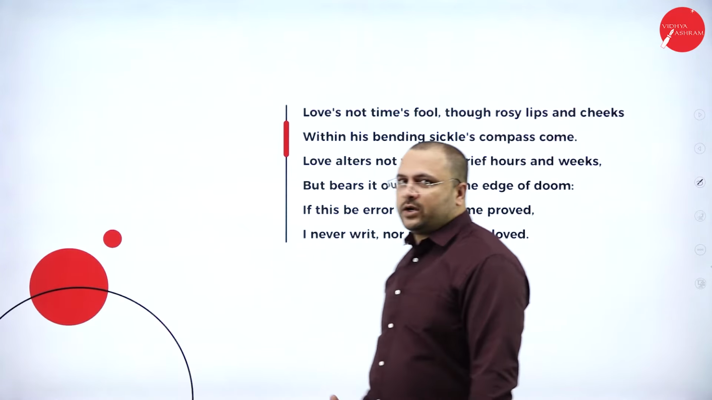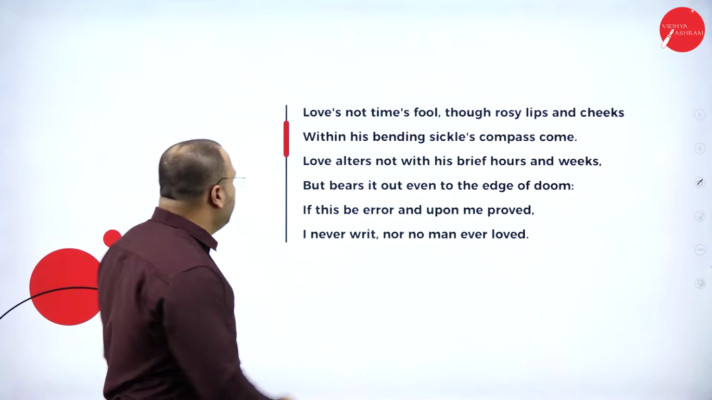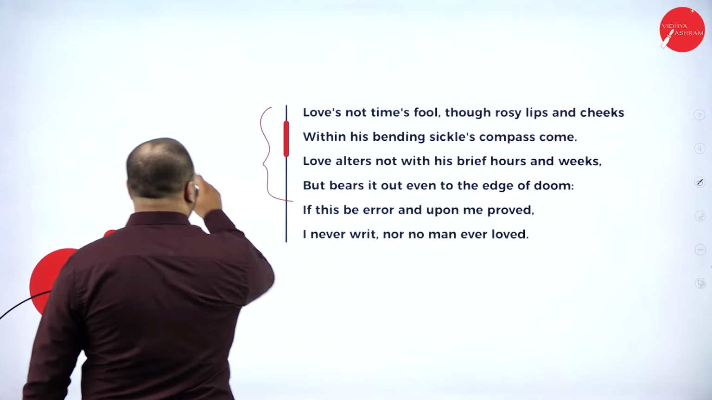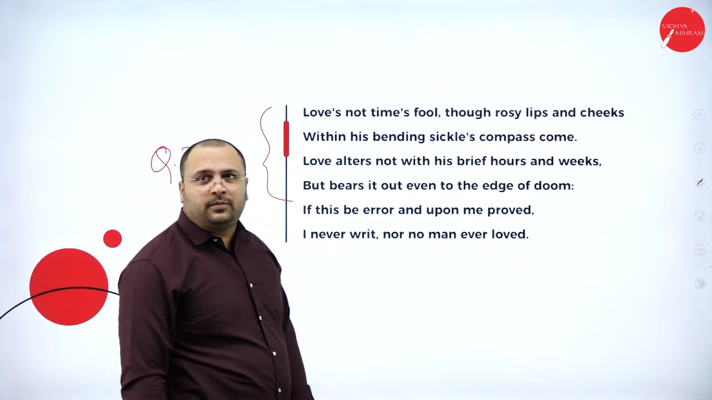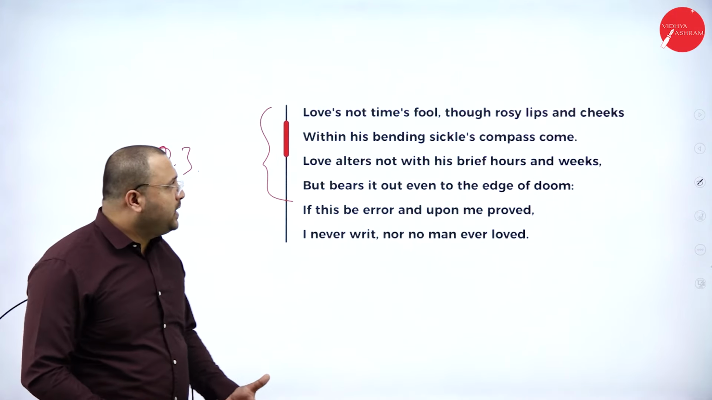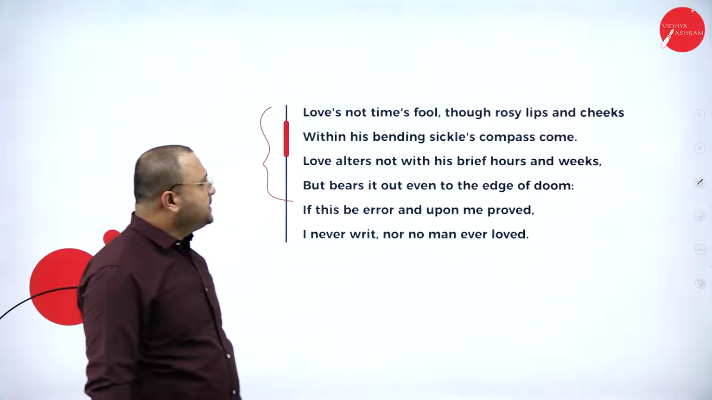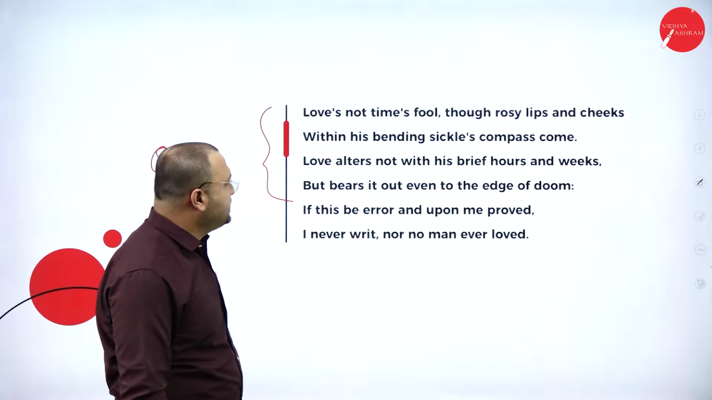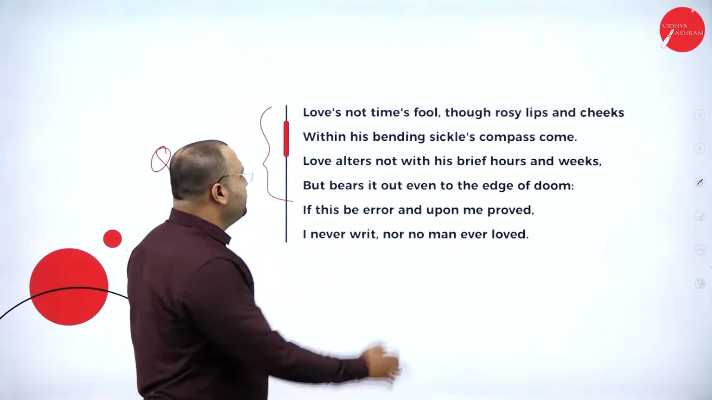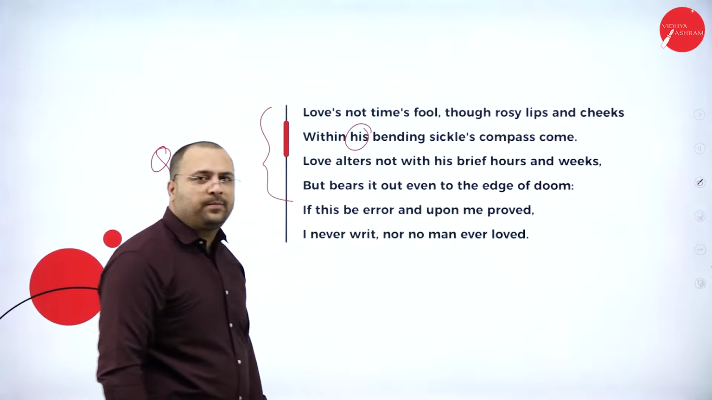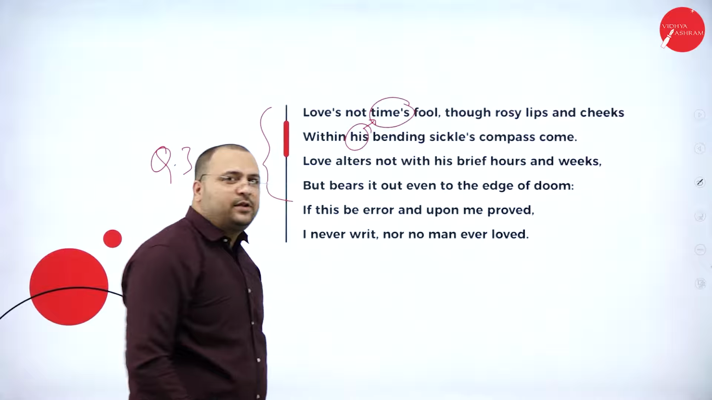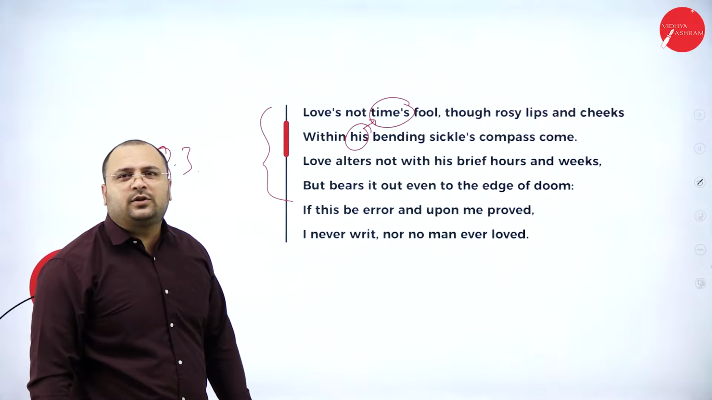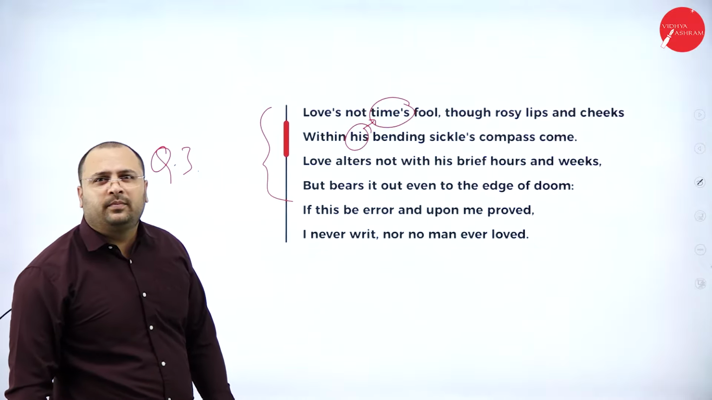Moving on to the next quatrain, that is quatrain 3, the next four lines. Love's not time's fool. The poet says, love is not time's fool, though rosy lips and cheeks within his bending sickle's compass come. Who is this here? This is time. Love is not time's fool. Love does not listen to time.